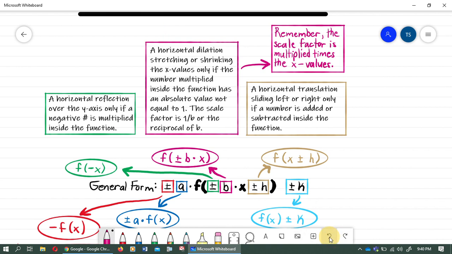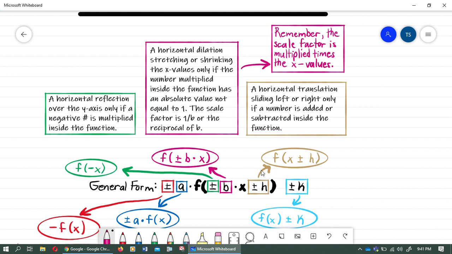And we had talked about what reciprocals are in one of the videos. We talked about all of this already separately. Now we're just putting it together. And again, guys, remember that whatever that scale factor is, you take that scale factor and you multiply it times the x values for the horizontal dilation. You take the scale factor and you multiply it times the x values. And again, guys, that's for the horizontal dilation.